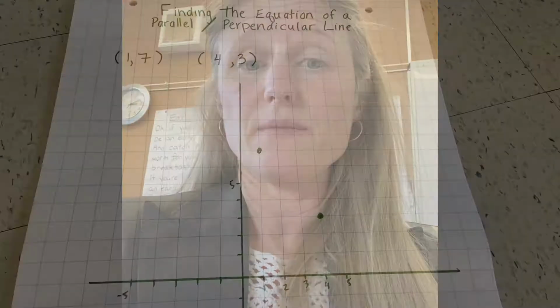Today in this video, we're going to talk about how you can find the equation of a line that is parallel and a line that is perpendicular to a line that you already have. So we're going to start off by giving 2 points, and what we want to do is find the equation of the line through those 2 points. Once we've done that, we're going to try to find 2 more lines: one line that is parallel to our original line and one line that is perpendicular to our original line.